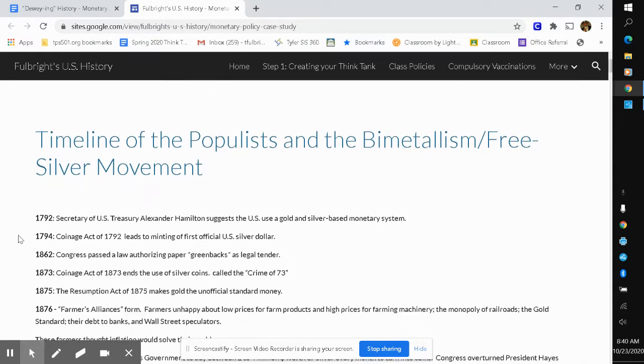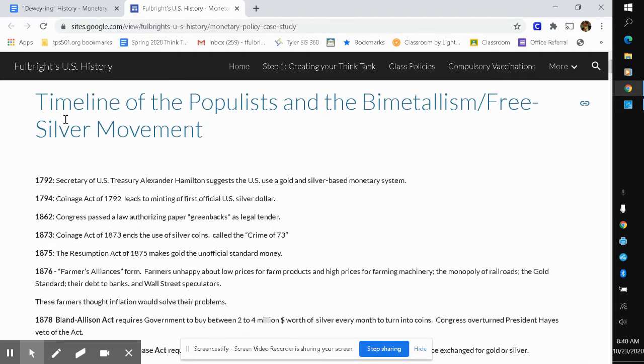We need to figure out the historic context to see how we ended up debating bimetallism. Way back in 1792, the Secretary of the U.S. Treasury, Alexander Hamilton, suggests the U.S. use a gold and silver-based monetary system. So we need to understand that at the very start of our country, we were using both gold and silver.